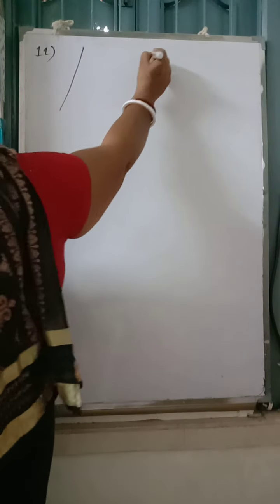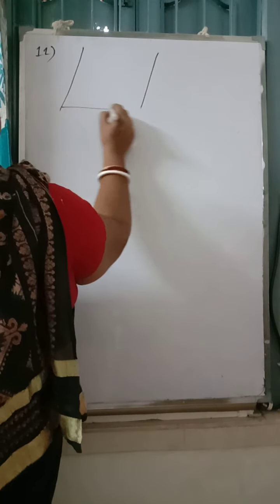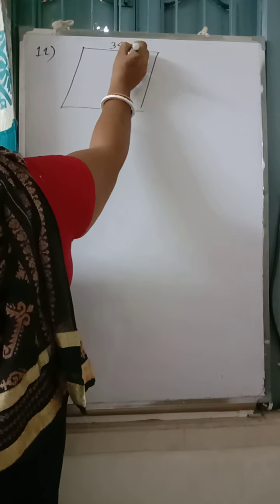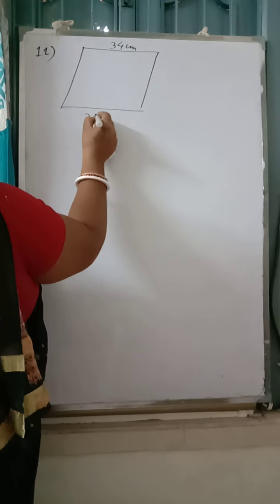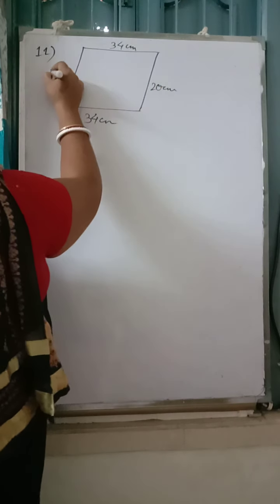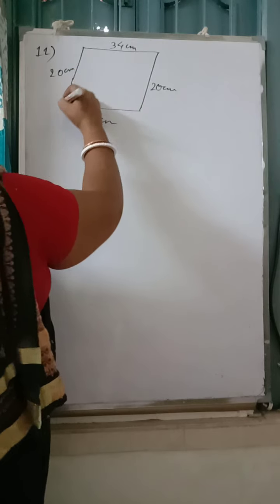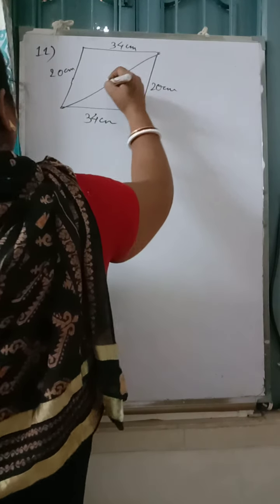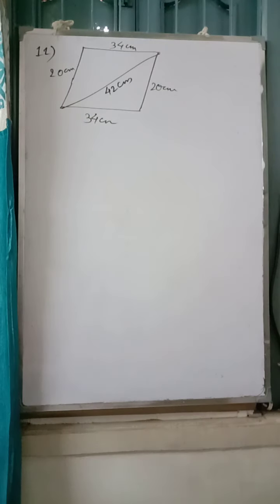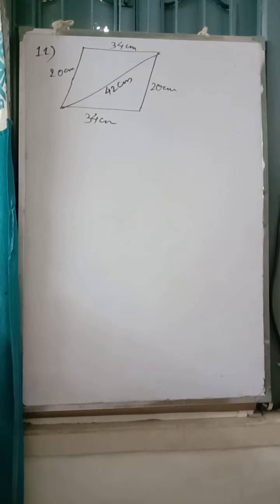This is a parallelogram. This side is 34 centimeter. This is 20 centimeter. And the diagonal is 42 centimeter. You have to find the area of the parallelogram.